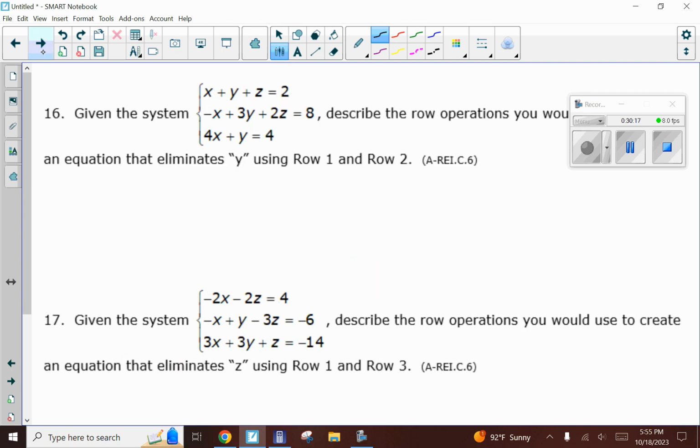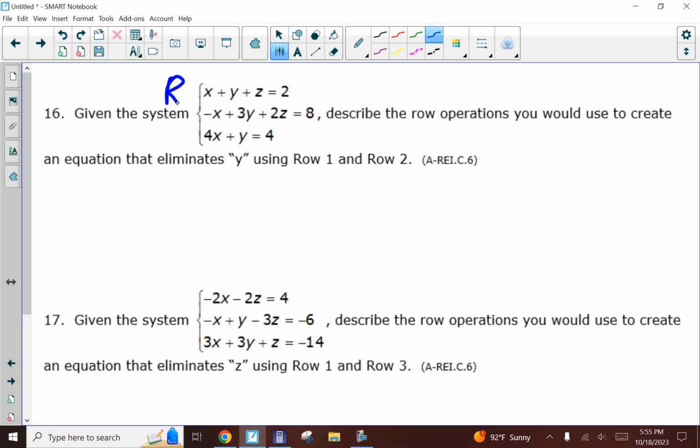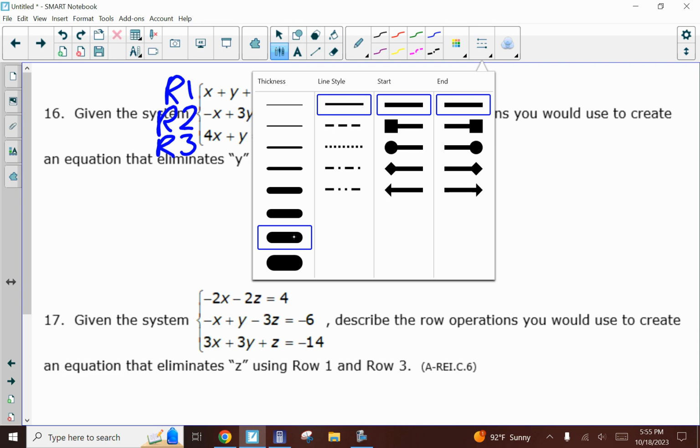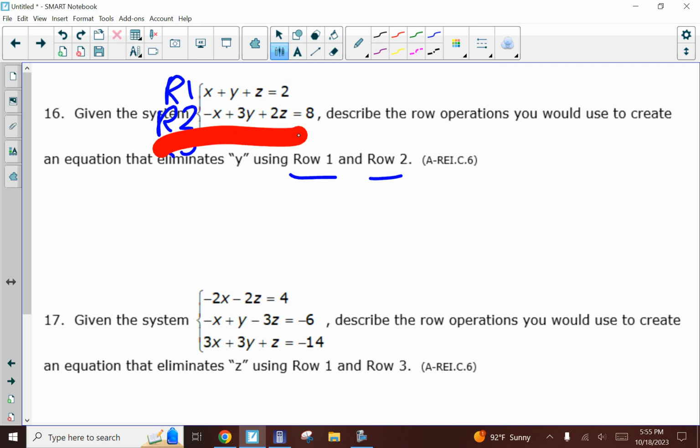Okay, next question. It says, given the system, describe the row operations you would use to create an equation that eliminates the y using row 1 and row 2. So first of all, this is row 1, this is row 2, and this is row 3. They say use row 1 and row 2, so row 3 is trash. Let's get rid of that so we're not distracted.